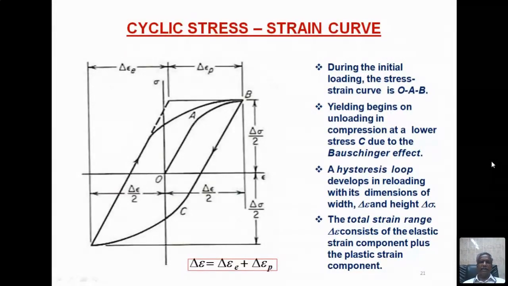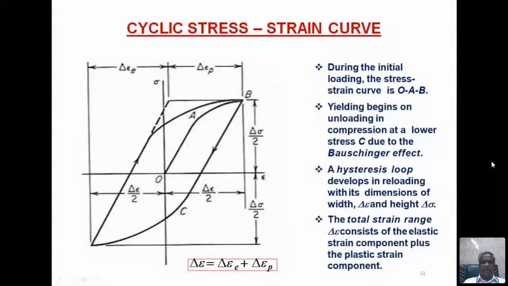So here, initially I start from O, that's the origin. We are increasing the load and it reaches A, the point A where yielding starts. And then we are straining the material to the point B. At point B, it is the initial stress-strain curve. If I release the load at point B, what will happen? The specimen will come back towards zero.